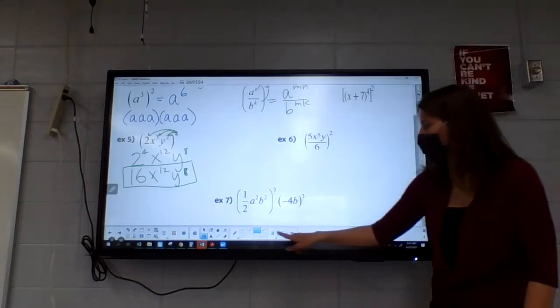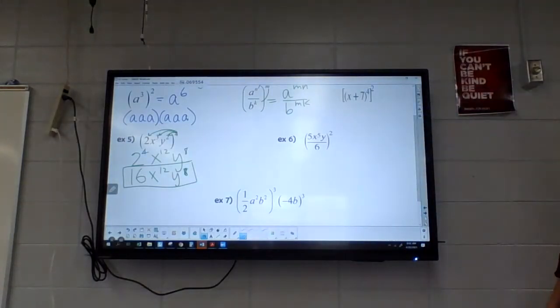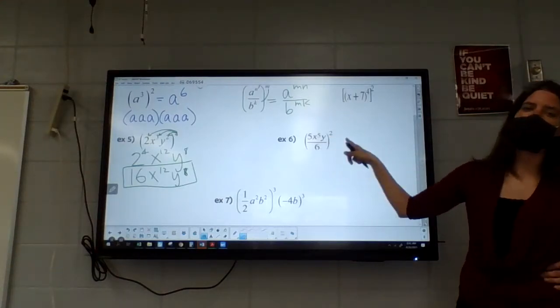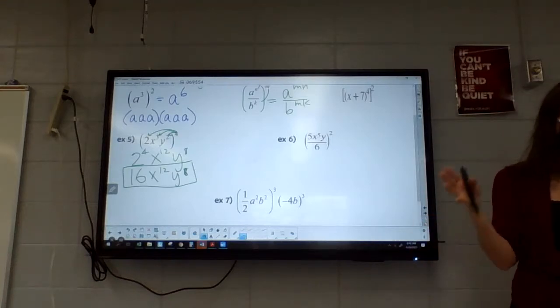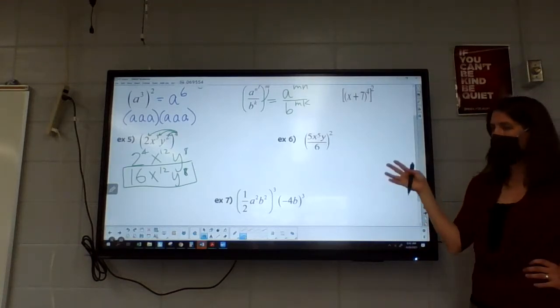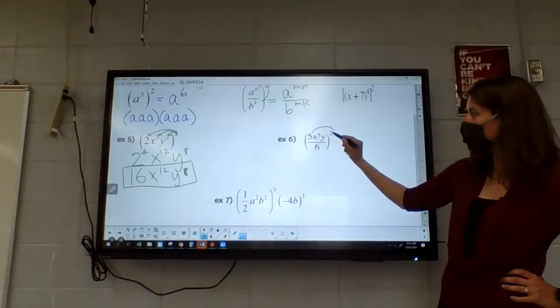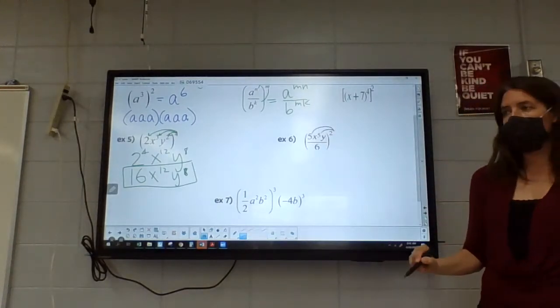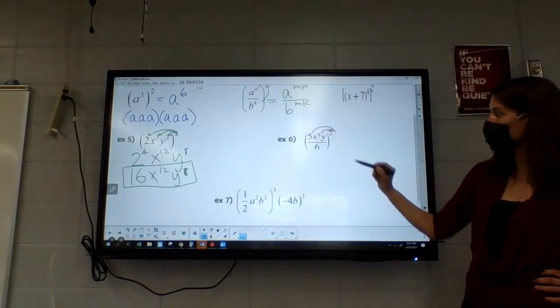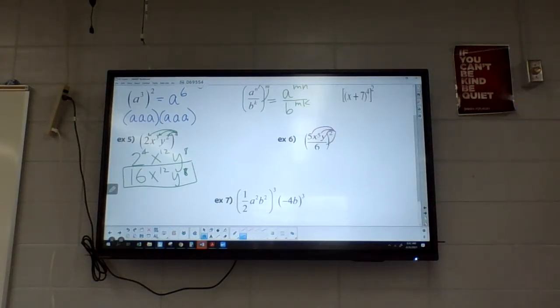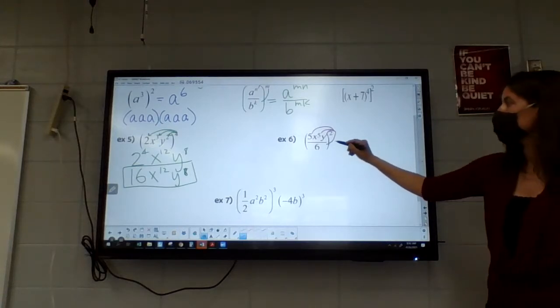So this next one, example 6 here, this second power needs to go to everything inside of here. So it has to go to all the coefficients, but also all the bases with the exponents. So this 2 is going to go to the 5. It's going to go to the x to the 5th. It's also going to go to the y, and then to the bottom as well. So I'm going to simplify that as much as I can.